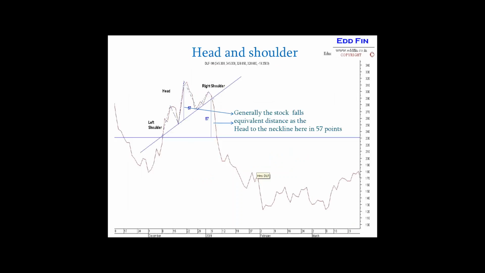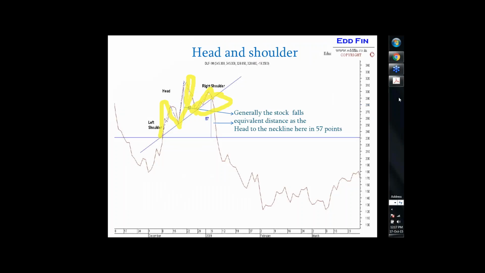So this is the practical implementation of head and shoulder. As you can see, this is a stock where a left shoulder was formed. This is the left shoulder, this is the head, and this is the right shoulder, and this particular point was the breakdown. The distance the stock will fall will be equal to the distance from the neckline to the top of the head. It was 57 rupees, and the same fall happened for 57 rupees.